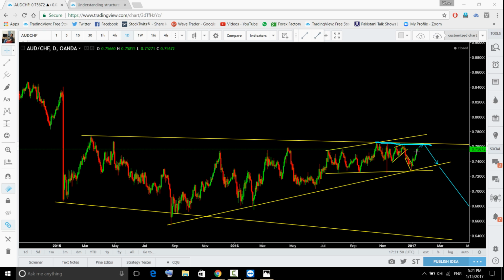We will look for this move, and if price breaks down, we will hold, and if price holds this place, then again we're going to look for the up move, same like the previous moves which we got.